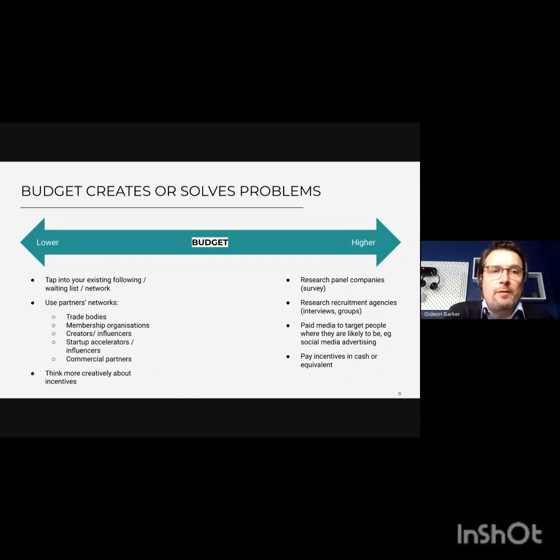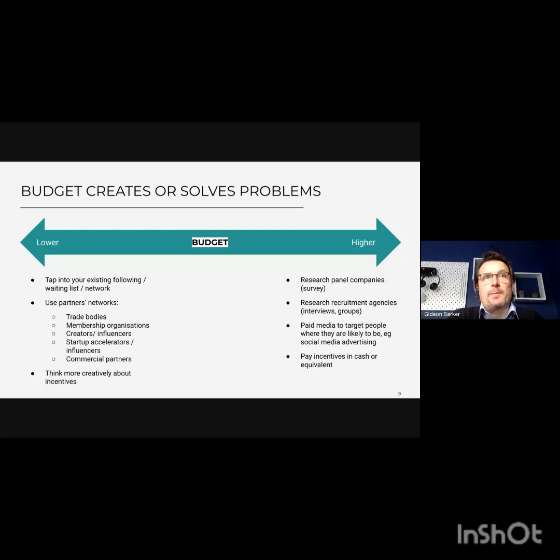In terms of budget, if you don't have much budget, or you have a small amount of budget, thinking more creatively about how you target people will be the way to go. If the people that you need aren't in your network, aren't on your waiting list, aren't your current customers, then maybe there are other organizations that you can approach who do have those people within their network.